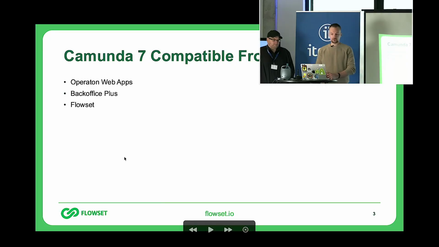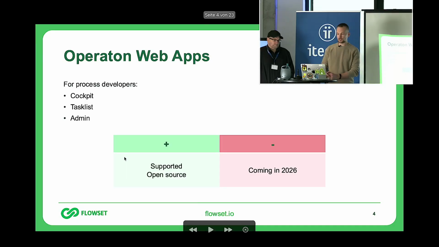What are alternatives here? So we have Operaton Web Apps, backoffice.plus, and Flowset. Let's dive a bit deeper here. First one is Operaton Web Apps. It is the same list of tools for process developers, containing as well cockpit, tasklist, and admin. And I'm pretty sure that guys will deliver wonderful web apps, but it will be in 2026, and surely they will be open source and supported properly.